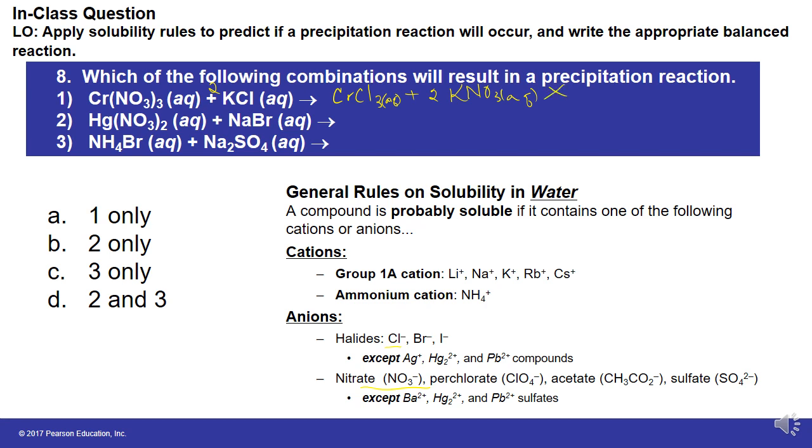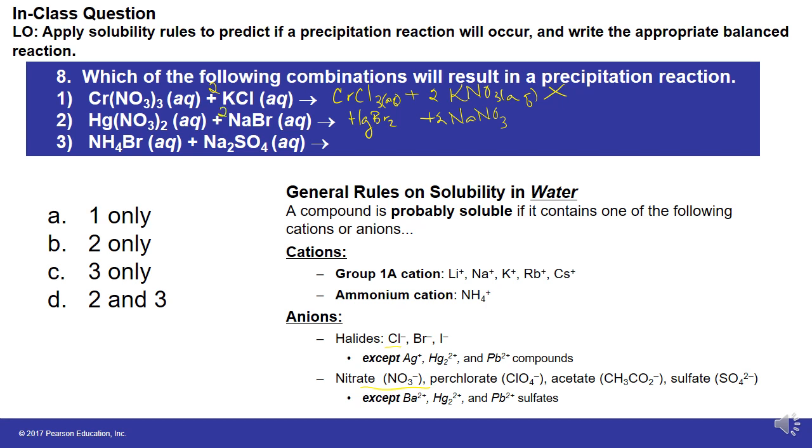Let's swap out our partners for number 2. We get mercury 2 bromide, and we end up with sodium nitrate. We need to balance out our equation. We've got to put a 2 here and a 2 there.